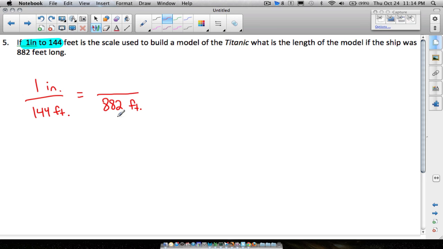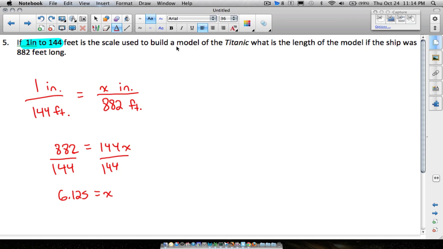The actual size of the ship was 882 feet. The model that we're making is like a model you can put on a bookcase or something like that. We want to figure out how many inches it was. So let's cross multiply. And again, we put the feet at the bottom, we put the inches at the top. Cross multiplying, 1 times 882 is 882. And x times 144 is 144x. Divide both sides by 144. So 882 divided by 144, we get 6.125 is equal to x.